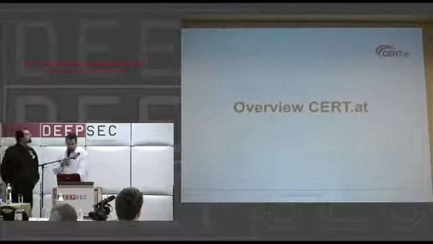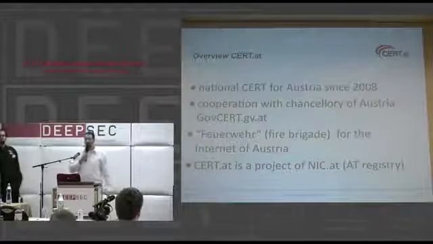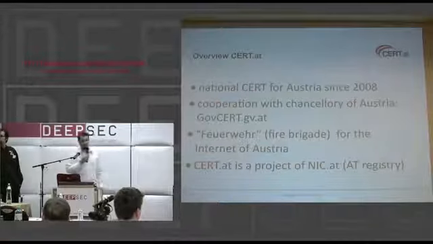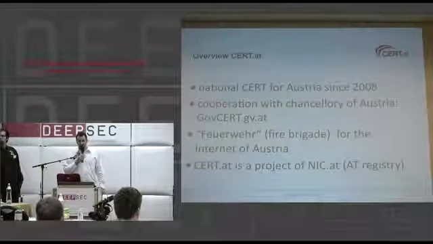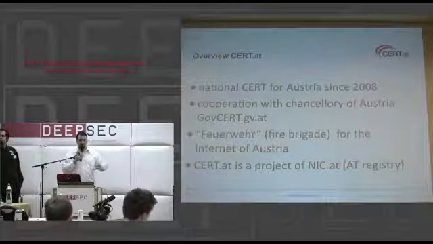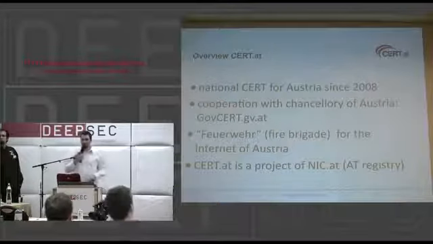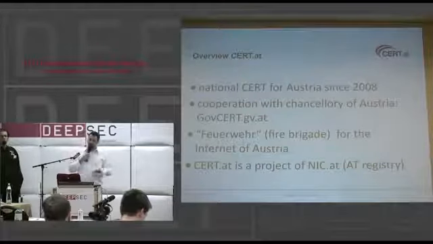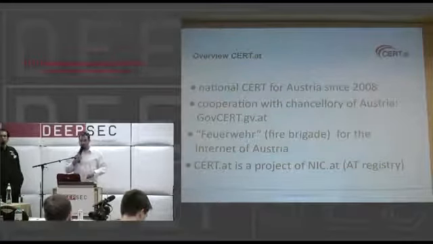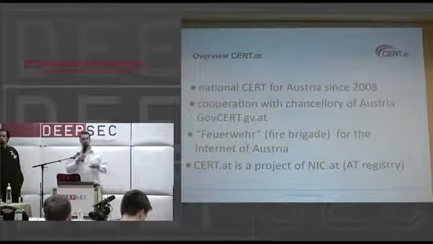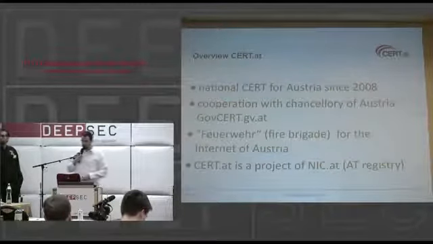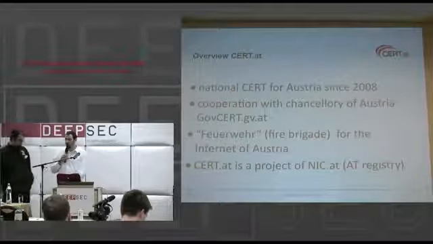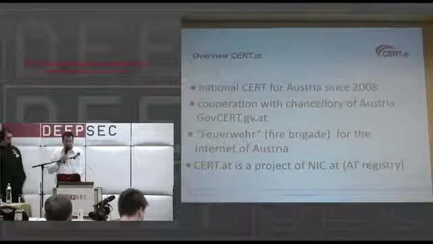Okay, so CERT.at, as I said, brief overview. We're the national CERT for Austria since 2008. We work together with the Federal Chancellery of Austria in the form of a GovCERT. And we see ourselves sort of as the fire brigade in case something really very bad happens with the internet in Austria. And as such, we are then a communication hub for security incidents. And CERT.at is just a project of the .at registry, nic.at.